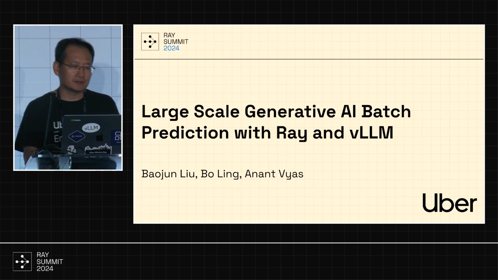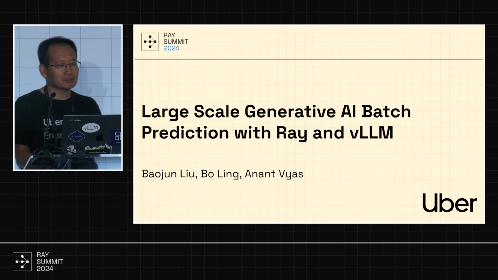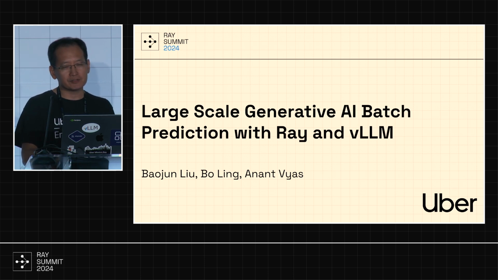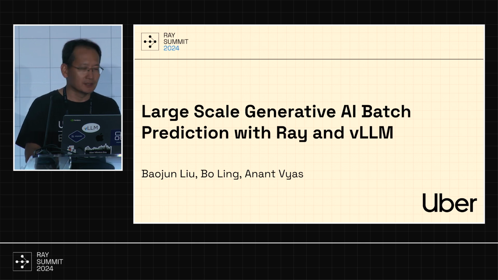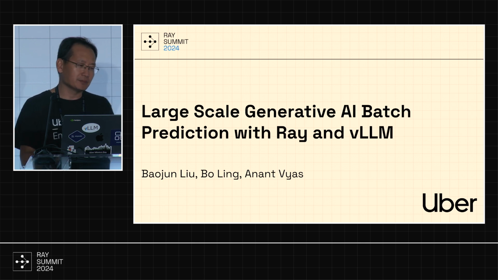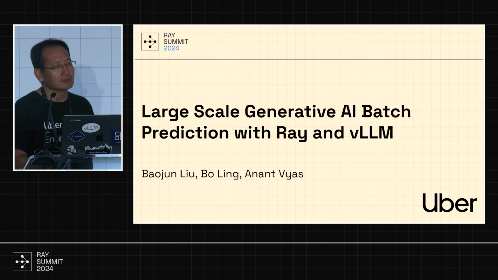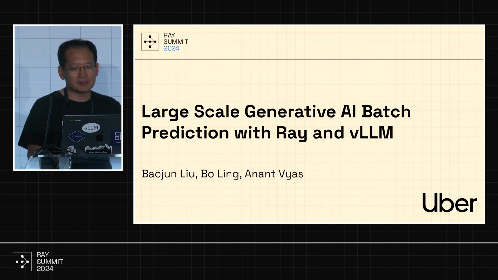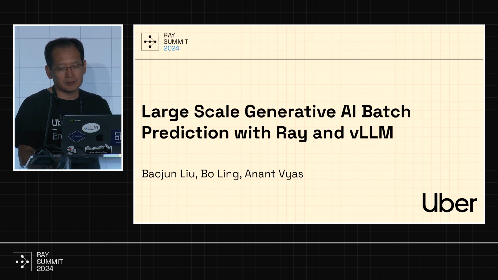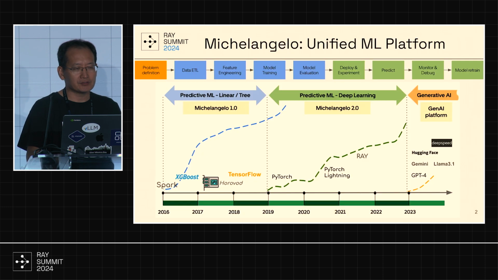So today we're going to talk about how we leverage Ray and vLLM for GenAI batch prediction at Uber. This presentation was prepared by Baojun Liu, that's myself, Bo Ling, and Anant Vyas. We're all software engineers at Uber Michelangelo.